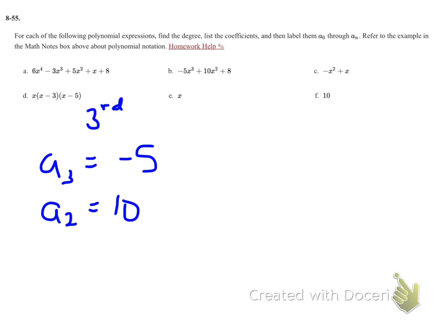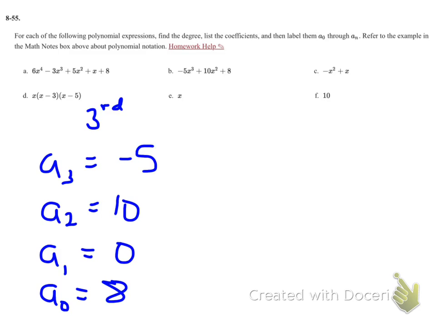Now this next one here might trick you a little bit. My a sub 1: there is no x to the first. That would be like that one in the last problem or this one in the next problem. There is no x term, which means that is 0 times x. 0 times x equals 0, and we don't have to write plus 0 in there. So my coefficient for that is 0. And my a sub 0 is going to be, again, 8.